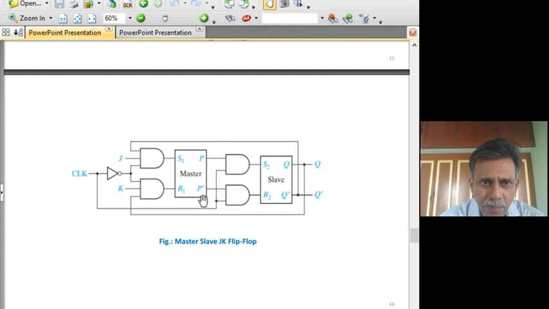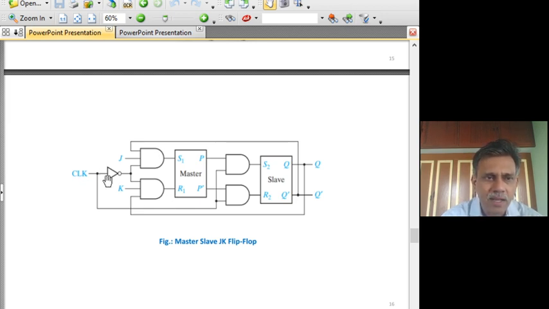The value of P and P dash, which basically tell what the master is storing, goes to the S and R inputs of the slave latch, which we call S2 and R2, and the slave latch will be set accordingly. So what is the value present in master will be stored in slave, and it will be available at the Q and Q bar.